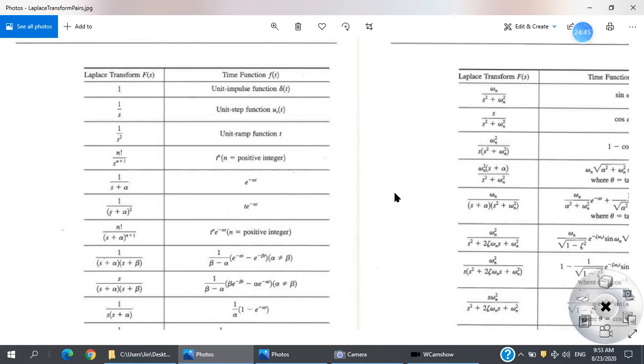We suppose (s plus 1) over (s plus 2) squared times (s plus 3) equals a summation of some simple factors. In the denominator, I have s plus 2, I have s plus 2 squared, this is B, and I have s plus 3. So we suppose we can write the fraction in this way.